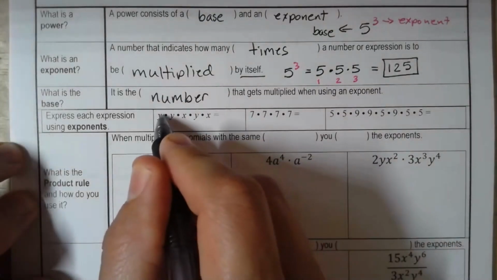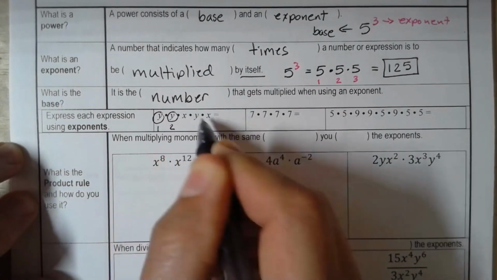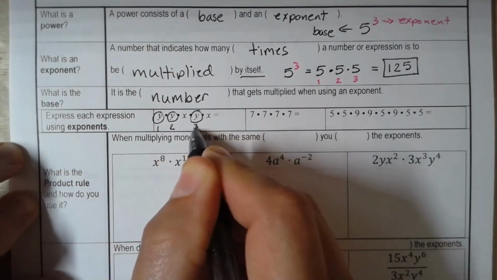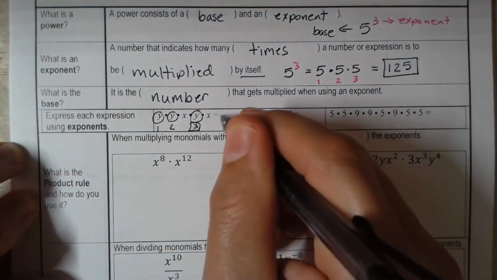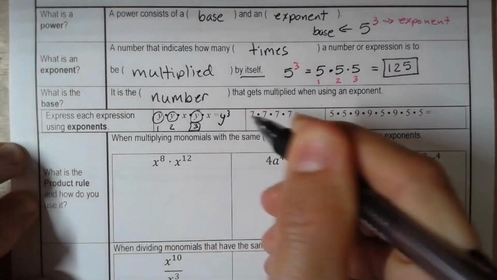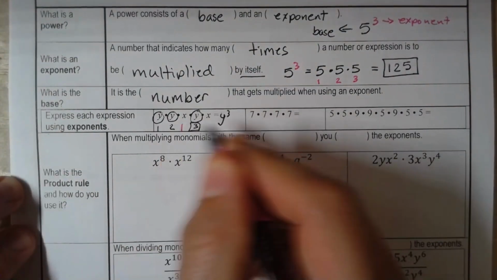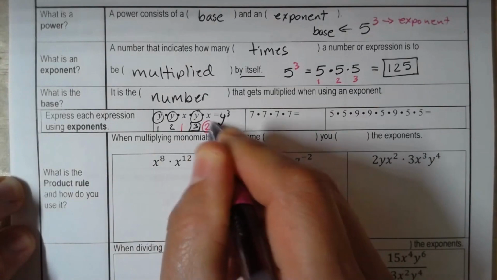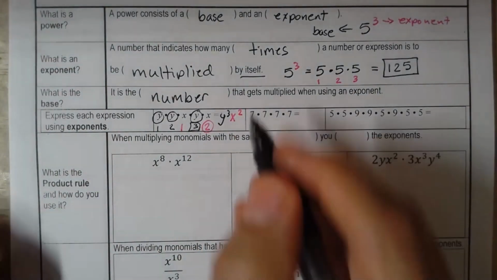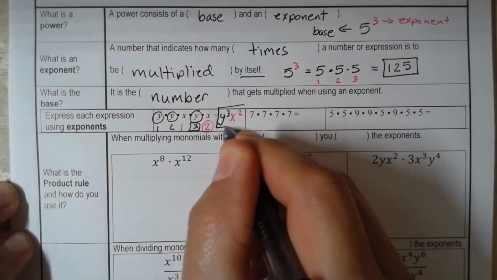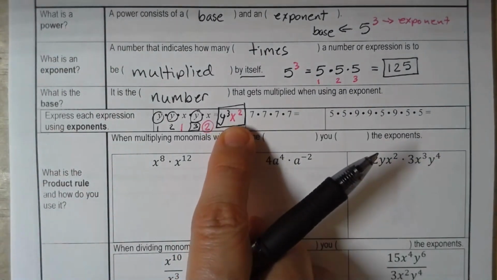For instance, I have 1, 2, 3 y's. So I have 3 y's being multiplied to each other. So that's y to the 3rd power. Now when it comes to the x's, I have 1, 2 x's. So that would be times x to the 2nd power. And that's how we would express this expression as an exponent. So y to the 3rd power times x to the 2nd power.